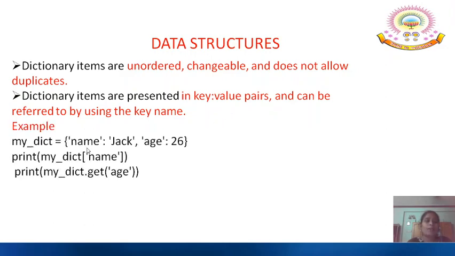So for example, name equals Jock, age equals 26. If you say my dictionary of name, means you are referring to the key name, automatically it will print the value. So here also you are getting age. To get the age, you are using get age. So when you give the key, it will print the value.